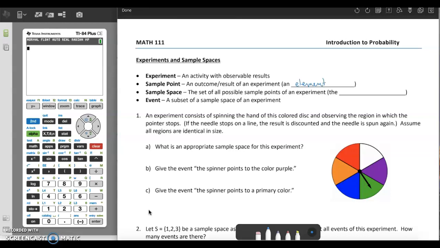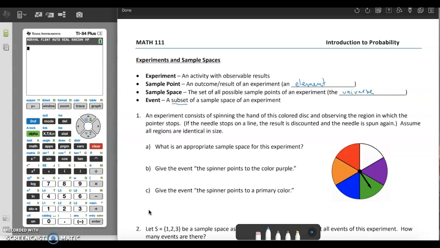If we go back to our ideas from set theory, a sample space is the set of all possible sample points of an experiment, so this is like the universe. And then we have what's called an event. An event is a subset of your sample space for an experiment.